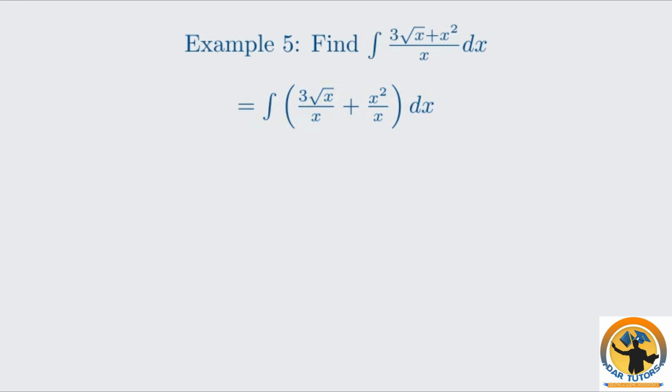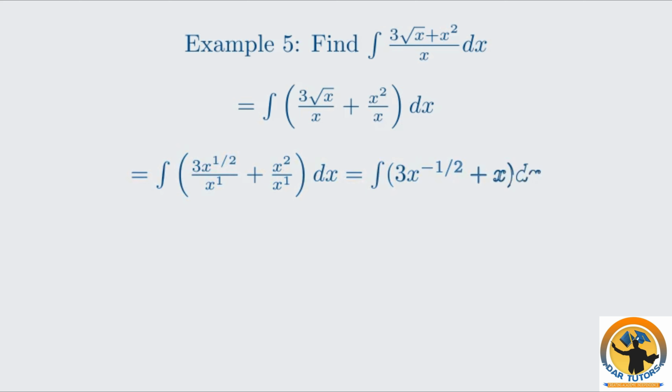We'll use exponent notation. The square root of x is x to the 1/2. So the first term is 3x to the 1/2 divided by x to the 1. Using exponent rules, this simplifies to 3x to the negative 1/2. The second term, x squared over x, simplifies to x. Now we have a simple polynomial-like expression that we can integrate term by term.